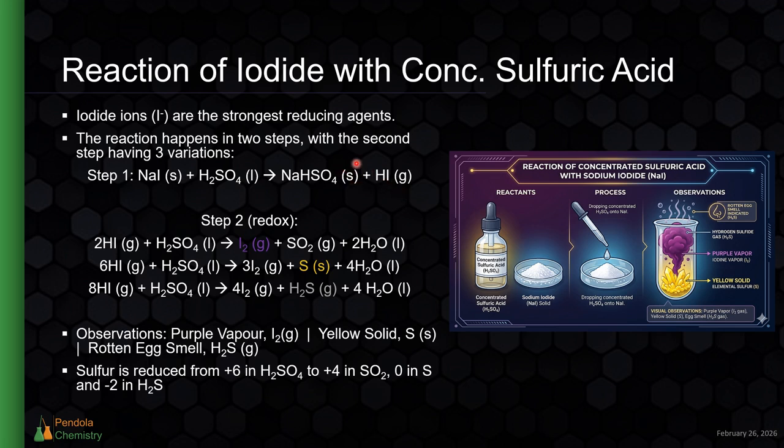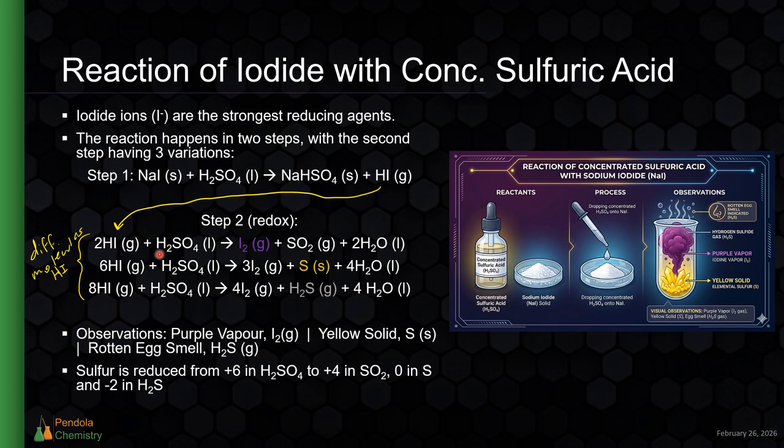Now, what's going to happen here is that hydrogen iodide is going to then go and react with the sulfuric acid. Now, this can happen in 3 ways, and it's not that it will happen in one of the 3 ways. All 3 of these will happen to different molecules of HI. So one HI might undergo this reaction, the next HI that's created might undergo this reaction, the next HI that's created undergoes this reaction. So we get a mixture of all 3 reactions going on at once.